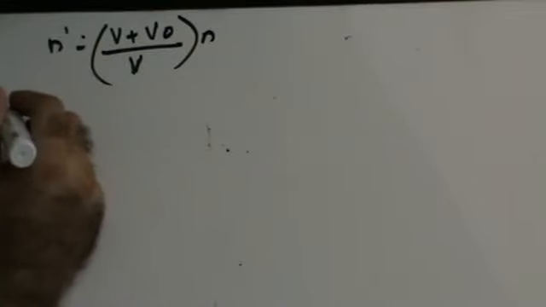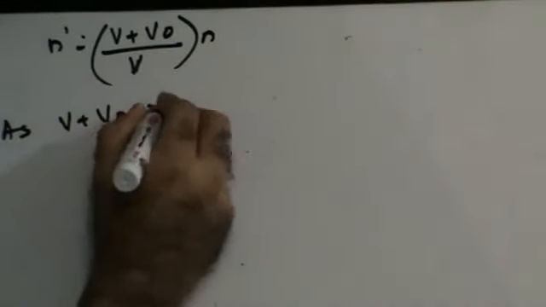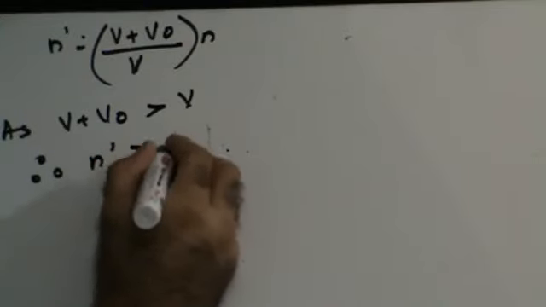If you are considering the source movement to be the change in the denominator, the observer movement is going to be the other way around. That's the reason I did this, otherwise I would have had to do all these derivations again. Now, as V plus V0 is greater than V, n bar is greater than n. That means the apparent frequency heard by the observer will be greater than the original frequency.